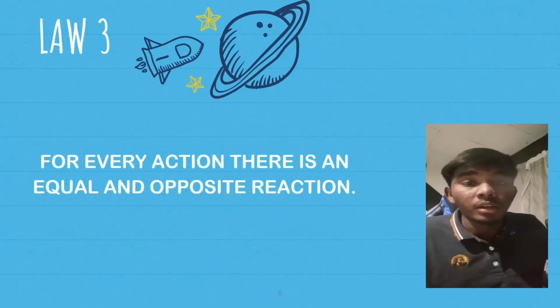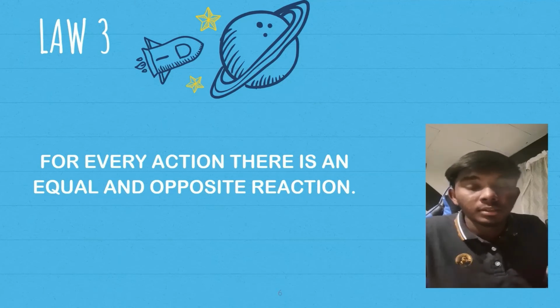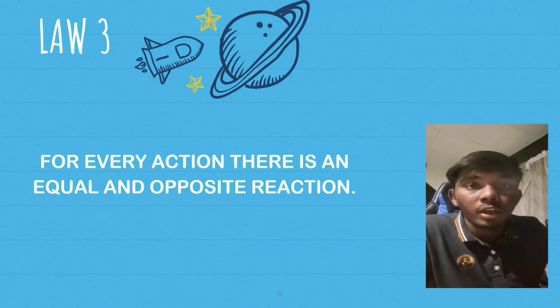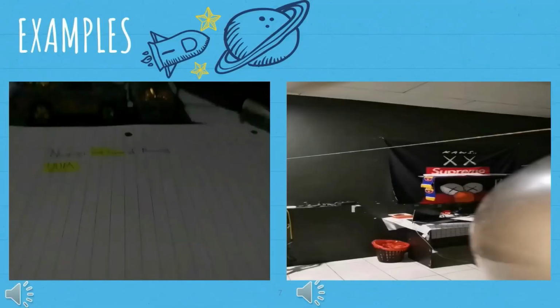Hi, now I will explain about the third law of motion with some examples. The third law of motion is for every action there is an equal and opposite reaction. For example, when I throw a ball to the floor, the ball bounces upward because it first goes down and the floor gives a force upward which causes it to bounce.